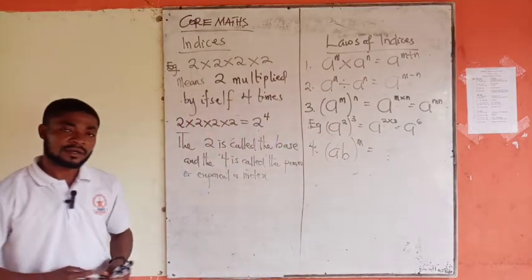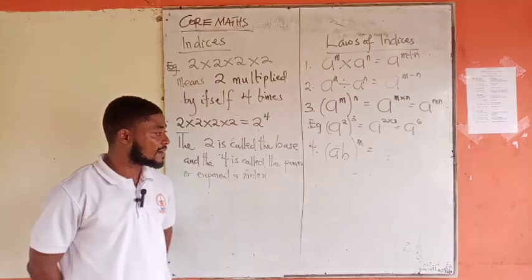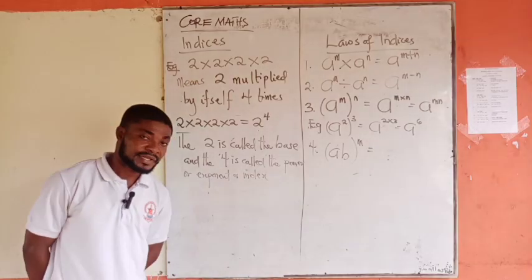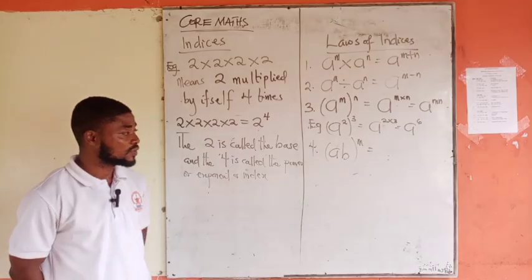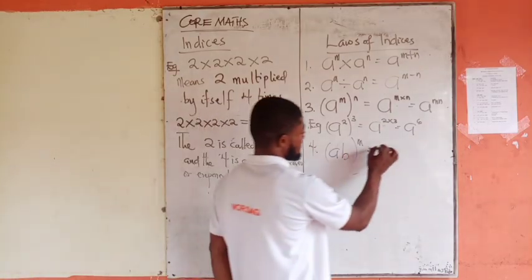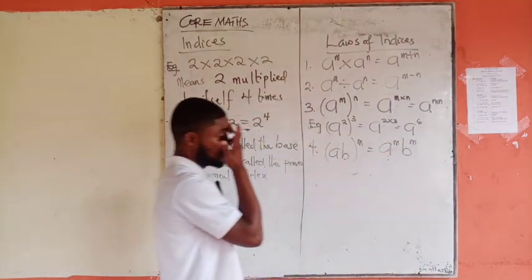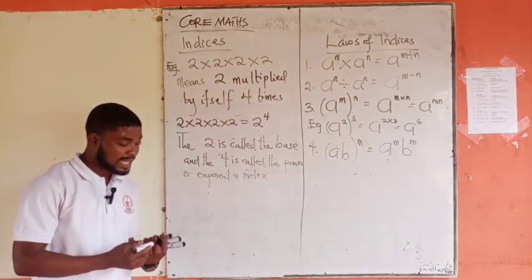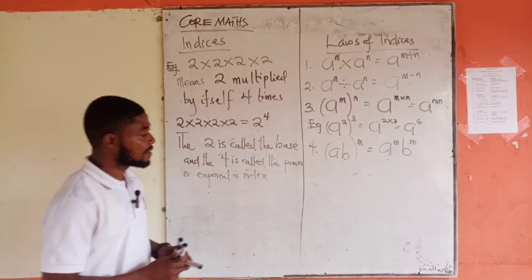So the fourth law of indices has to do with the same power. When we have two numbers, let's say 3 times 4, or let's say A times B, all exponent M, it will be written as A exponent M, B exponent M. That is the fourth law.